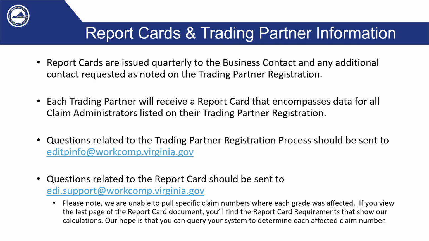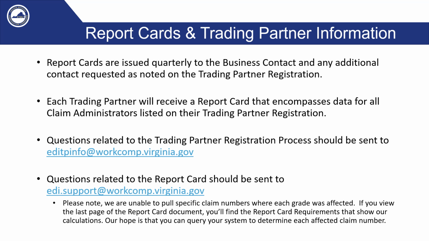Report cards and trading partner information. Report cards are issued quarterly to the business contact and any additional contact requested as noted on the trading partner registration. Each trading partner will receive a report card that encompasses data for all claim administrators listed on their trading partner registration. Questions related to the trading partner registration process should be sent to editipinfo@workcomp.virginia.gov. Questions related to the report card should be sent to edi.support@workcomp.virginia.gov.